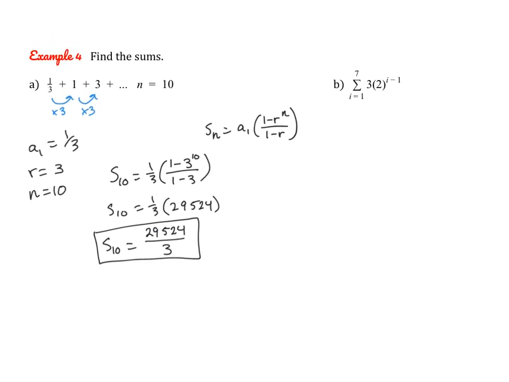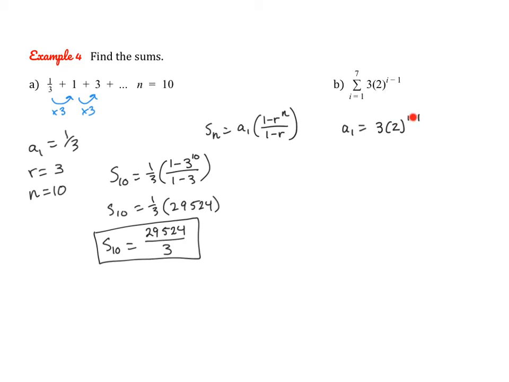All right, let's look at this next one. So again, here we have a summation in sigma notation. So if they're going from 1 to 7, they would like us to find the sum of the first 7 terms. And I know that this is geometric based on how this explicit rule looks. So to find the first term, a sub 1, we can take our rule and we can substitute i with 1. So 3 times 2 to the power of 1 minus 1.